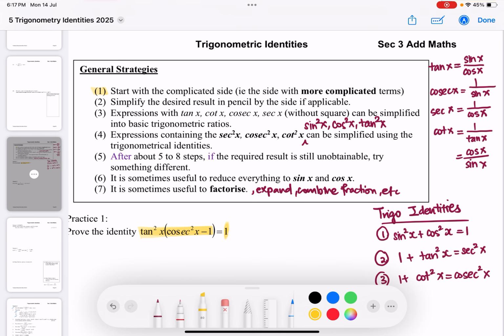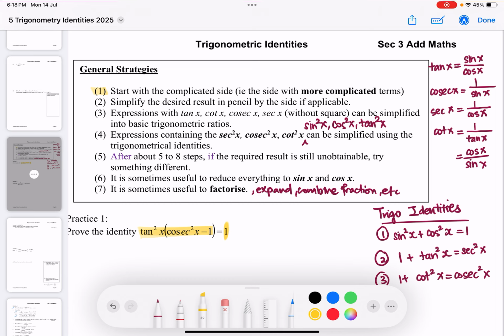For example, if I started with the 1, how can I rewrite the 1? Can I write it as 2 minus 1, or 0 plus 1? It wouldn't make sense to split it like that. Whereas if I start with the more complicated side, then I can think of how I can simplify it. So the first strategy is to start with the more complicated side. The second strategy will not be helpful for this question. We'll come back to it in other questions.